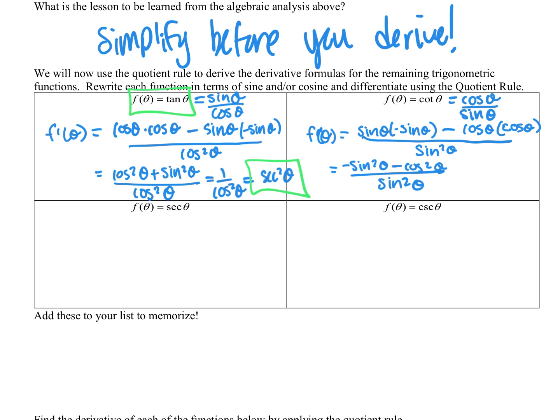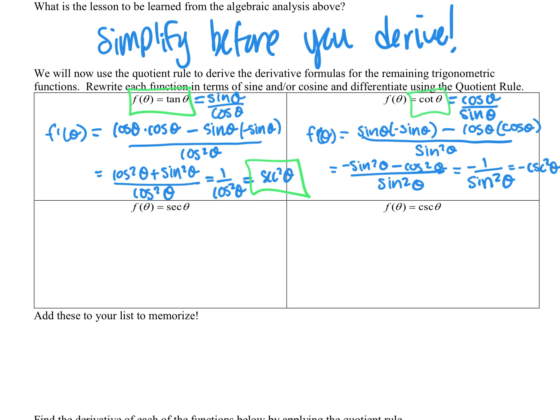So now, this isn't 1, but it's what? Negative 1, because if you factor a negative out of both of those, don't we have sine squared plus cosine squared? So that's going to be negative 1 over sine squared. And what is 1 over sine? The same as cosecant. So this is negative cosecant squared.